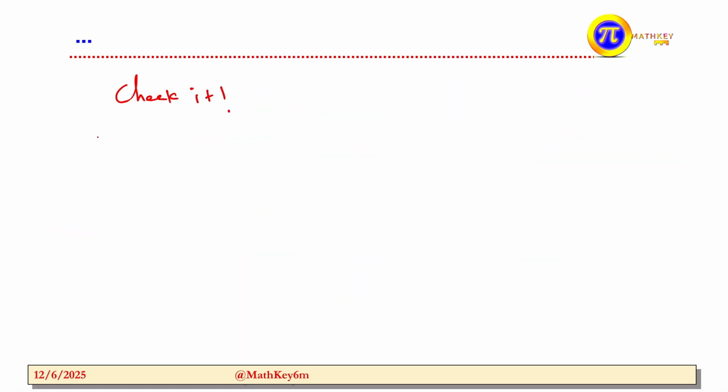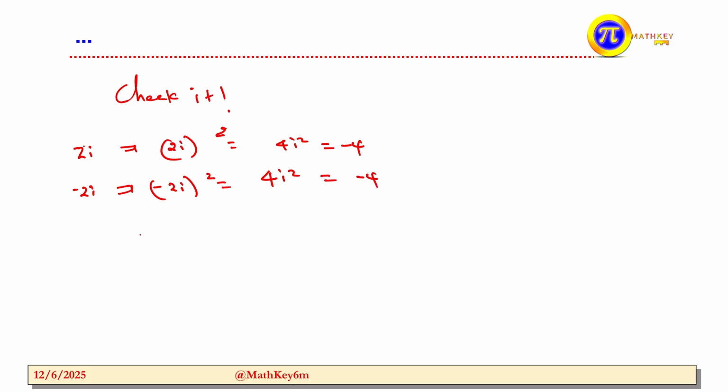When you check this, since the root is 2i, 2i squared equals 4i squared, which equals negative 4. Yes, it is the square root. Similarly, when the root is negative 2i, negative 2i squared equals 4 times i squared, which equals negative 4. Therefore, yes, these are the square roots of the complex number z equals negative 4.